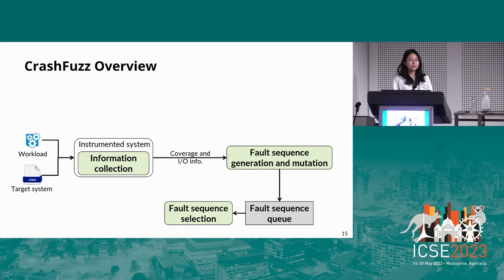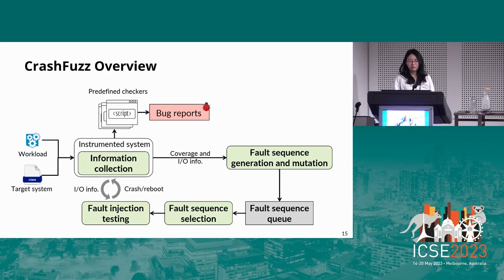During fault injection testing, we will run the target system again and inject node crashes and reboots according to the fault sequence at the test. During and after the fault injection testing, we use predefined checkers to detect failure symptoms and crash recovery bugs. The failure symptoms include error entries in execution logs, unexpected node downtime, and so on.